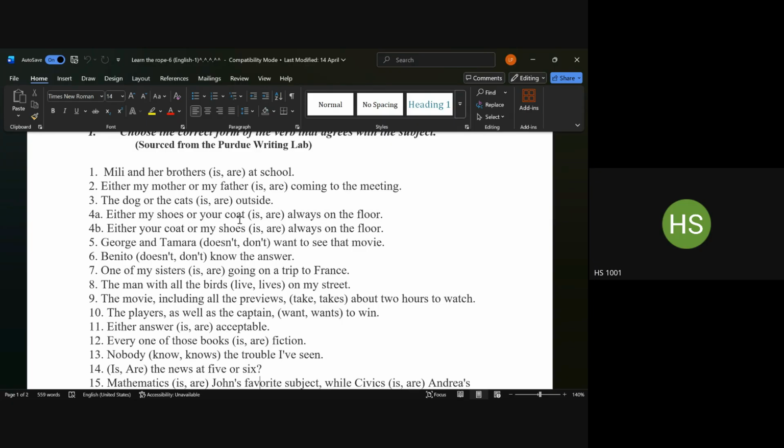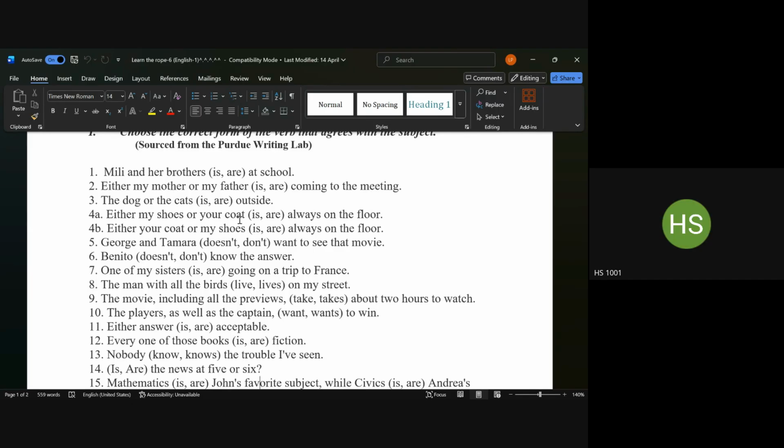Is shoes singular or plural? Singular, I guess. But we use a plural form because it is considered a pair, right? So is shoes singular or plural? That's the question. We're not saying a pair of shoes. Shoes is plural.